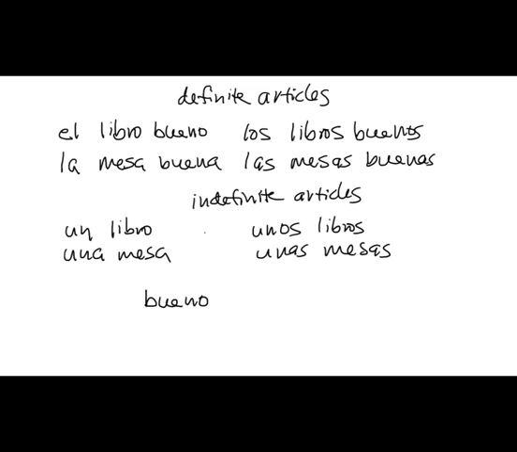Okay, of course the same goes if you're using the indefinite article: un libro bueno, una mesa buena, unos libros buenos, unas mesas buenas. Okay, so a good book, un libro bueno. The good book, el libro bueno. Some good books, unos libros buenos. Some good tables, unas mesas buenas. The good tables, las mesas buenas. The good books, los libros buenos. A good table, una mesa buena. The good table, la mesa buena.